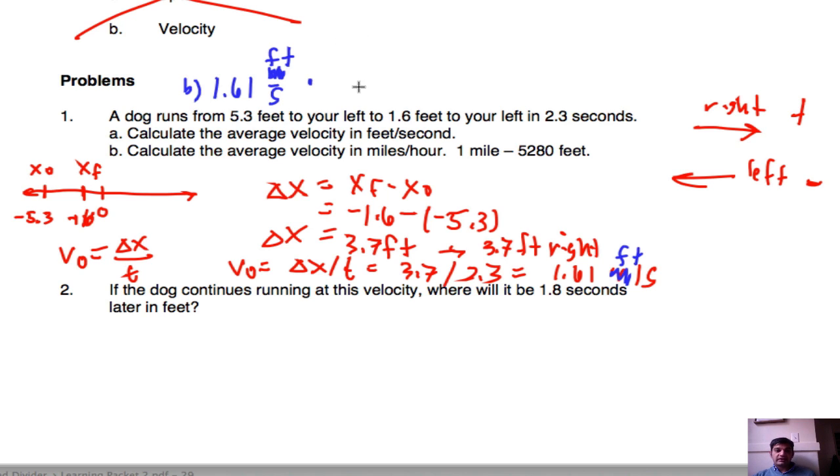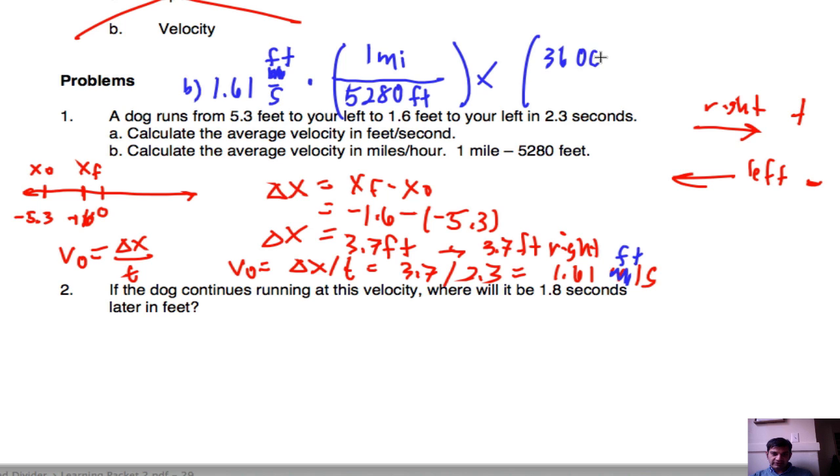And now we need to convert that into miles per hour. So we got feet on the top, so we want to get rid of that and put miles on the top. So we're going to put feet on the bottom here, so that's 5,280 feet times 1 mile. So that'll cancel that. That's the bubble method. And then we have seconds at the bottom. We want to get on the top. And we get hours on the bottom. So we have 3,600 seconds in 1 hour.